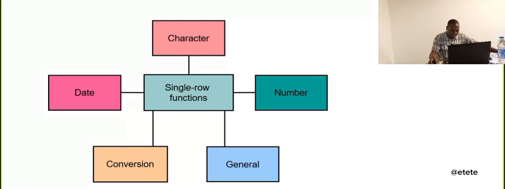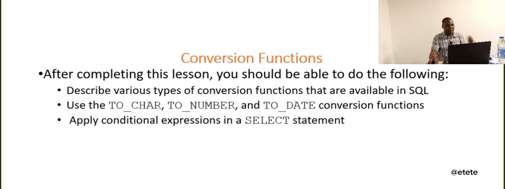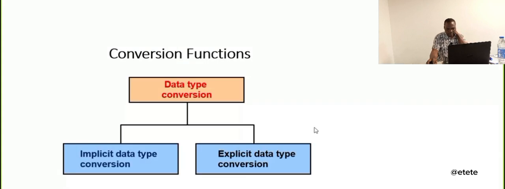So what we want to do today is conversion functions. After completing this lesson, you should be able to do the following. Describe various types of conversion functions that are available in SQL. Use the ToChar, ToNumber, ToDate conversion functions. Apply conditional expressions in a select statement. Now, conversion functions: data type conversion, implicit data type conversion, and explicit data type conversion.